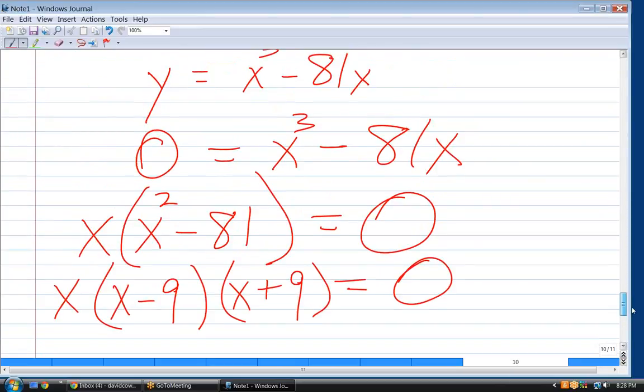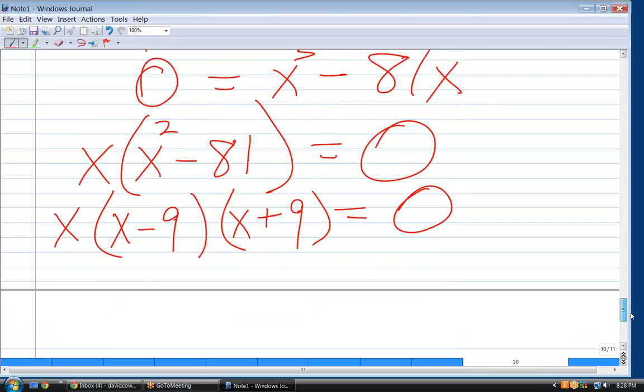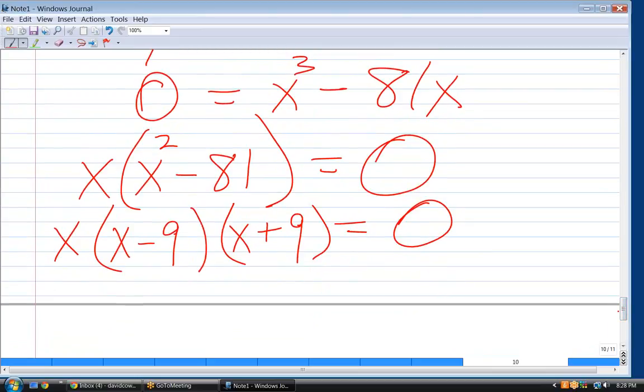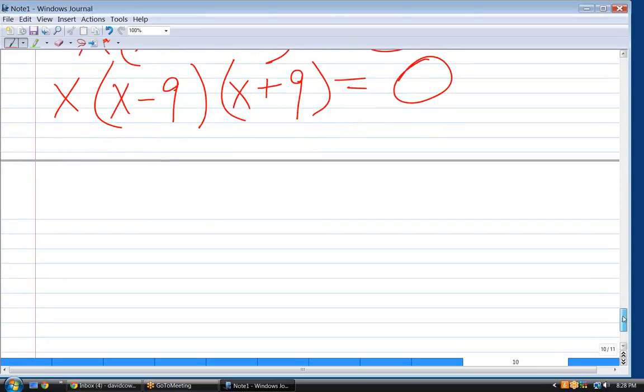Remember, I started with a cubic. I would expect 3 solutions. That's the way polynomials work. If you have a quadratic, you get 2 solutions. If you have a cubic, you get 3 solutions. If you have a quartic, you get 4 solutions. So I'm expecting 3 zeros. 3 places on the x-axis where it crosses the x-axis.